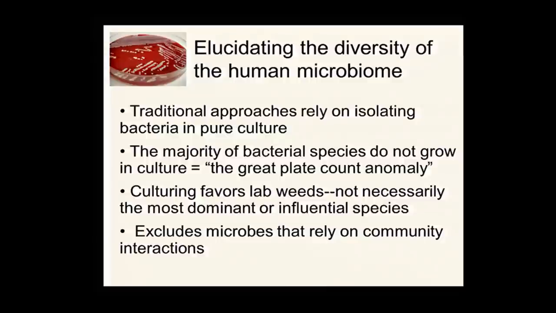This is the way that traditionally we've explored bacterial communities, on these agar plates. The issue here is that the great majority of the bacterial species don't grow in culture, and they certainly don't grow in isolation. That's led to what we call the great plate count anomaly, where what you're going to grow is the lab weeds, the things that are really good at growing on blood agar. But you aren't going to get a full picture of the microbial community, and it's going to be hard then to even compare whether the bacterial community has changed when you're going through this bottleneck of plating things on culture.